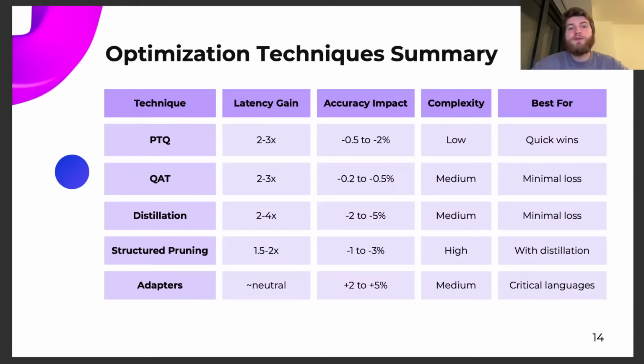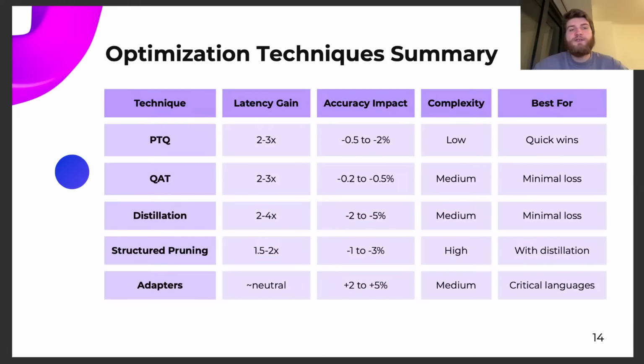Then we have quantization aware training. Here latency reduction is 2 to 3 times. Accuracy impact is a 0.2 to 0.5% drop. Implementation complexity is medium to high. It works best when you need quantization benefits with minimal accuracy loss. Then we have structured pruning. Latency reduction is 1.5 to 2 times. Accuracy impact is a 1 to 3% drop. Implementation complexity is quite high. Works best when combined with distillation for maximum compression.